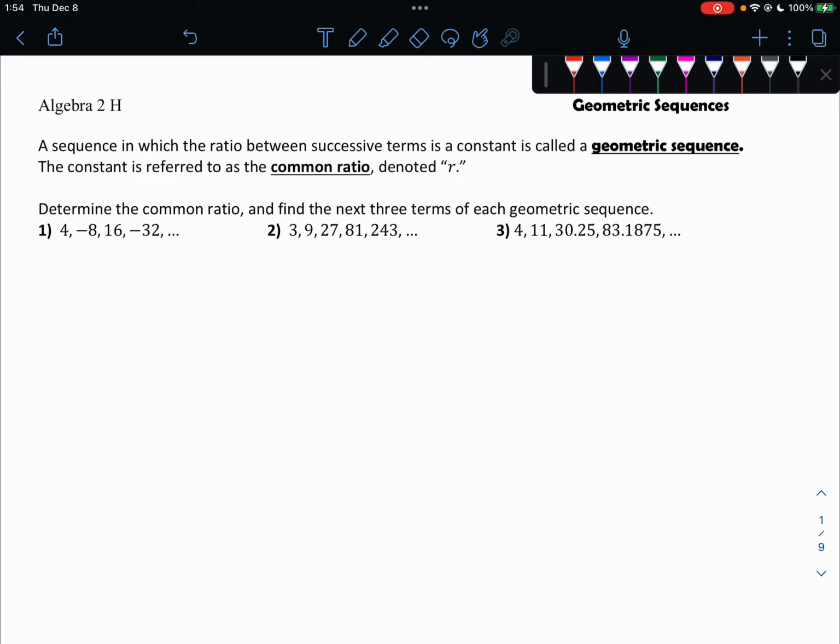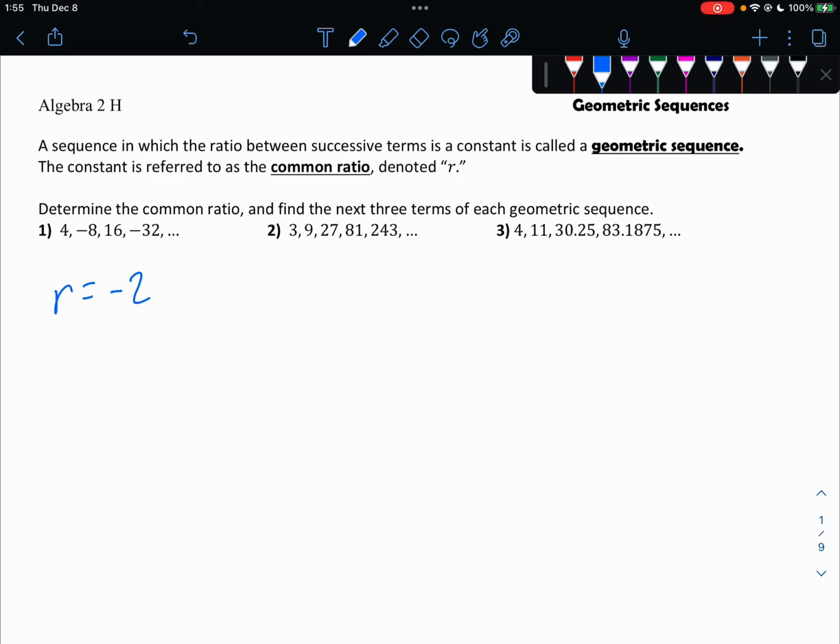Basically, there is a common ratio between successive terms, and we call that common ratio R. Okay, so all we're doing here on this first slide is, what is the common ratio? You can do that by dividing successive terms. For example, in the first one, dividing -8 by 4, or 16 by -8, or -32 by 16. And our common ratio R here would be -2.